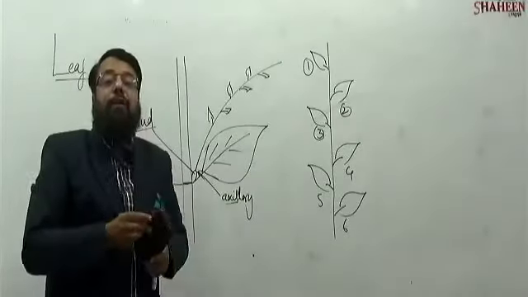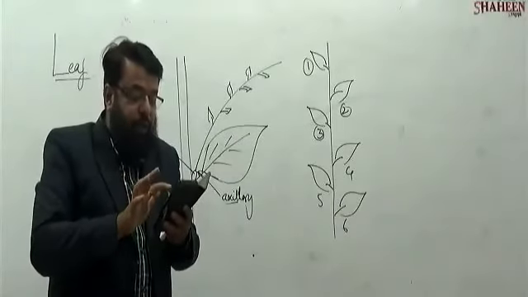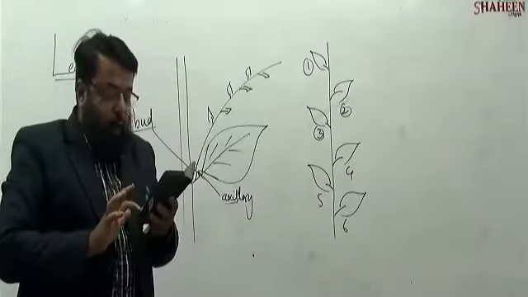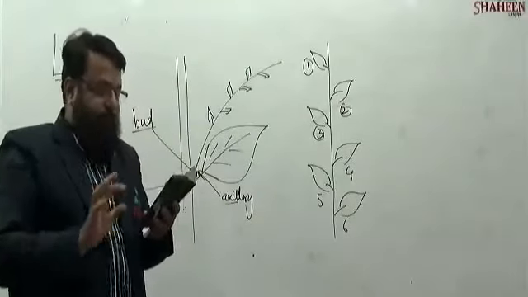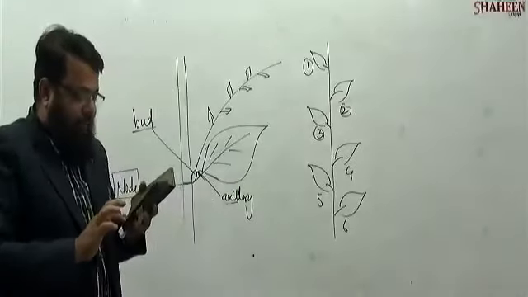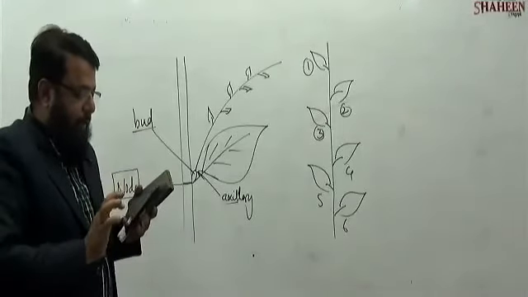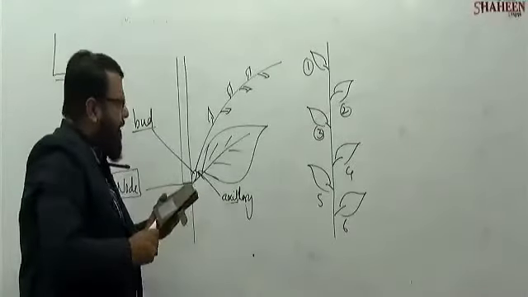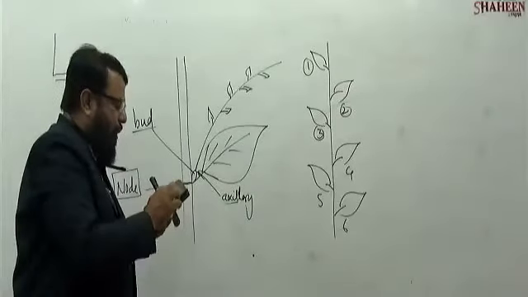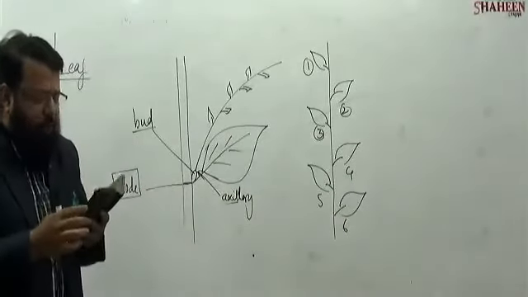Now, which is the leaf that is produced first, or which is the leaf which is older? The oldest leaf in the stem. Which is the oldest one? 100%. Very good. The sixth one is the oldest one.